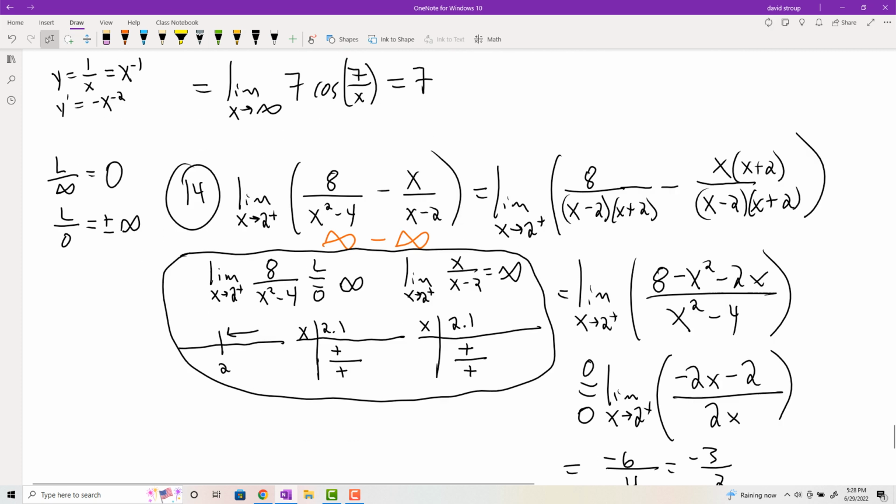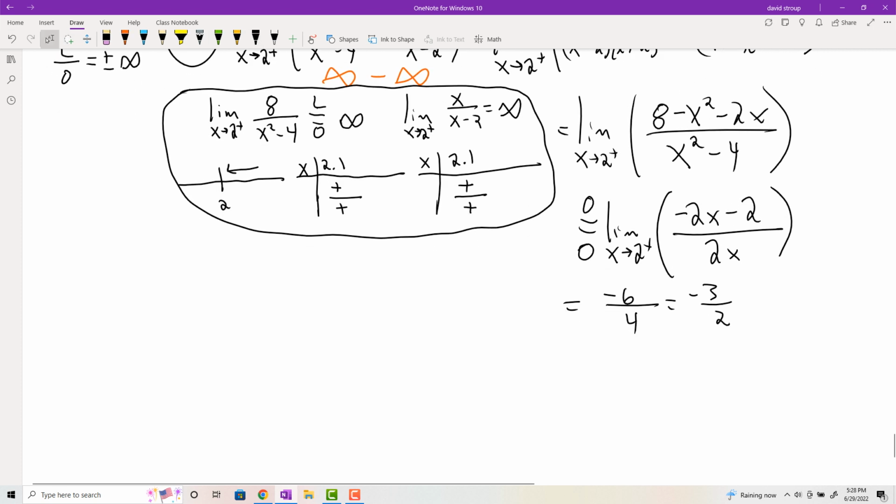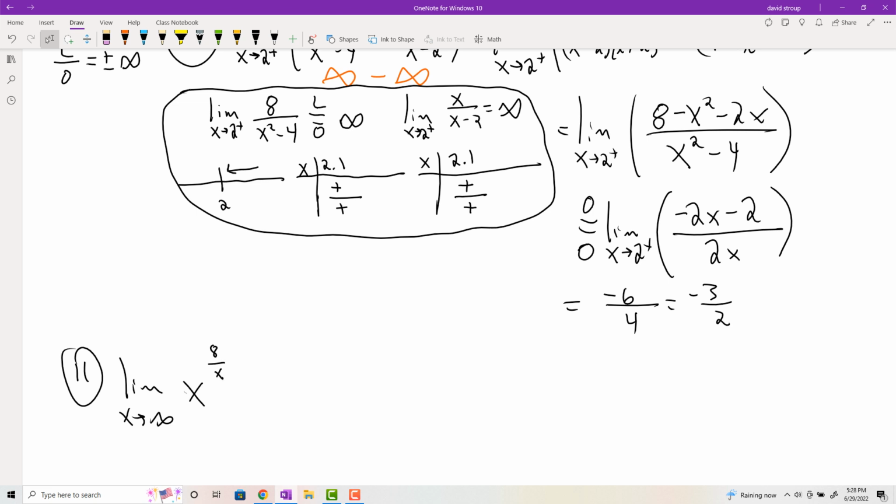The third type is the hard one, the exponential type, number 11. So we have the limit as x goes to infinity of x to the 8 over x. The way I do it is convert this into an exponential. So I'll have e to the ln of x to the 8 over x. Then I'm going to move the limit into the exponent and use the power rule for logs to bring the 8 over x in front of the log. So you'd have e to the limit as x goes to infinity of 8 over x times the ln of x.